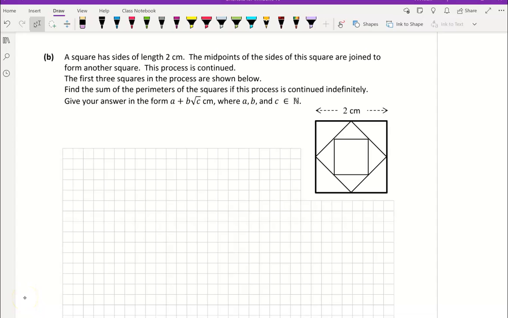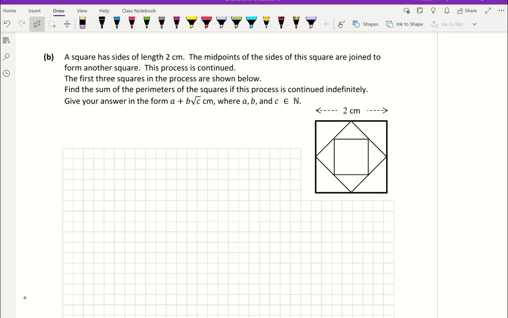Part B. A square has a side of length 2 centimeters. The midpoints of the sides are joined to form another square. This process is continued. The first 3 squares in the process are shown below. Find the sum of the perimeters of the squares if this process is continued indefinitely. Give your answer in the form A plus B root C.